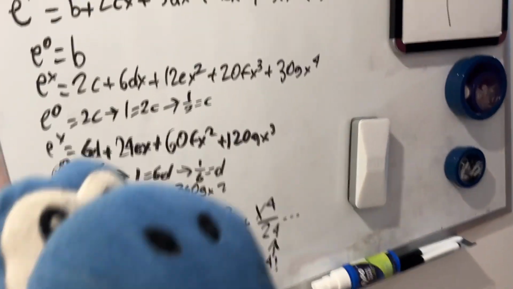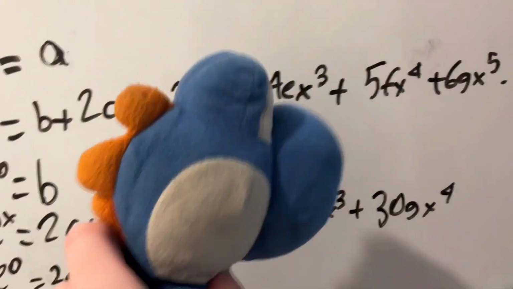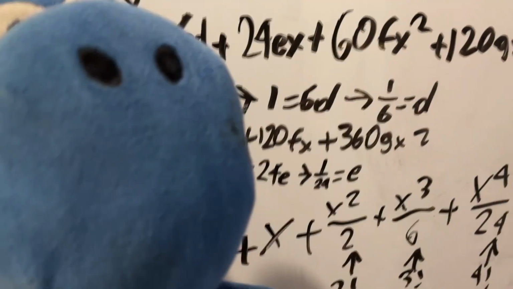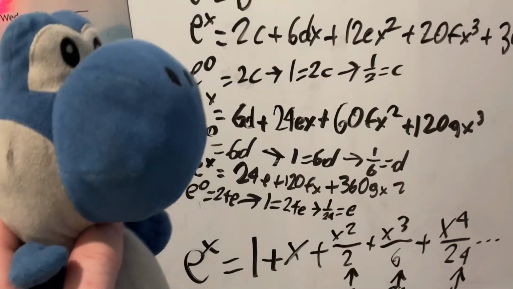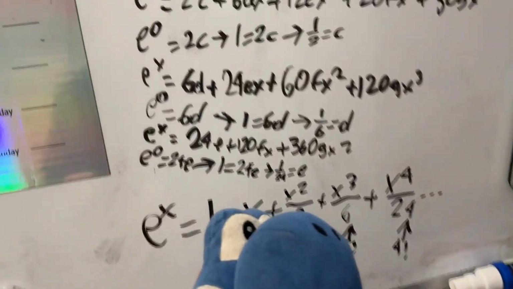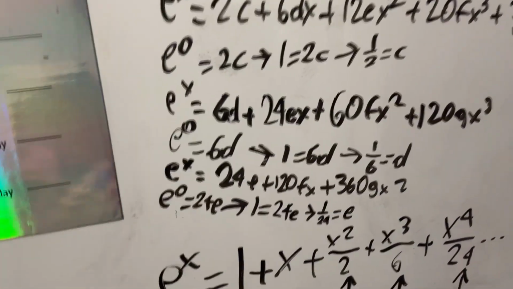Remember, I should have told you this earlier, but when we take derivatives, we take the exponent down and subtract 1 from the power. So, for c, we know that 1 equals 2c, so therefore a half equals c. And we have x squared right here, let's drop it down there, and yeah, this continues.